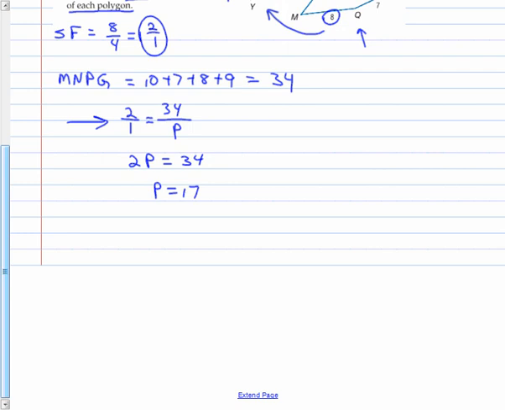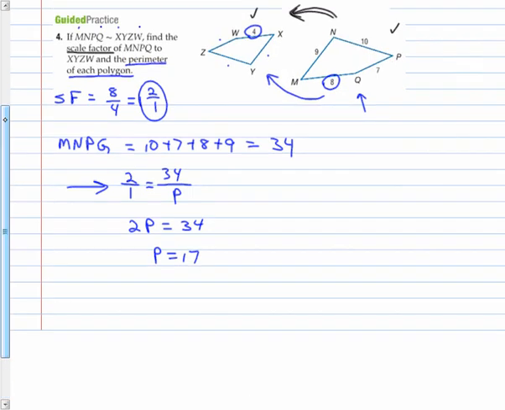There it is. The perimeter of XYZW. XYZW has a perimeter of 17. And the first one, what did it have? A perimeter of 34. You could figure out each of the missing pieces in the first one and add them together, but there's the shortcut. We don't need to because we have that theorem.